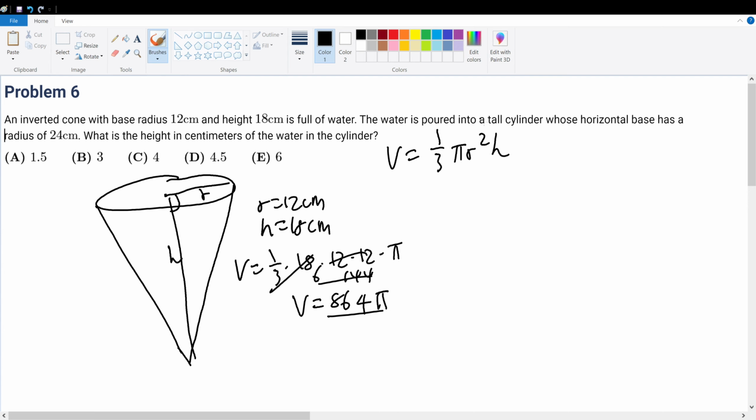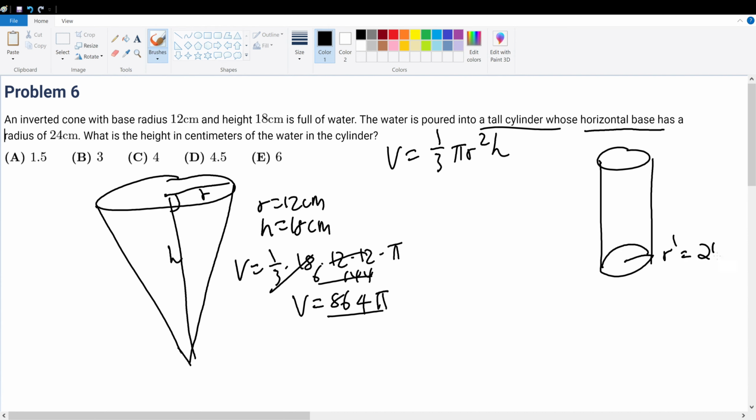The water is then poured into a tall cylinder whose horizontal base has a radius of 24. So if I draw it out, this radius, R1, is equal to 24. And we know it's the same units, centimeters. What is the height in centimeters of the water in the cylinder? Let's call that arbitrary height h.